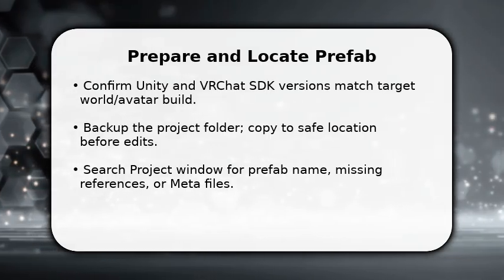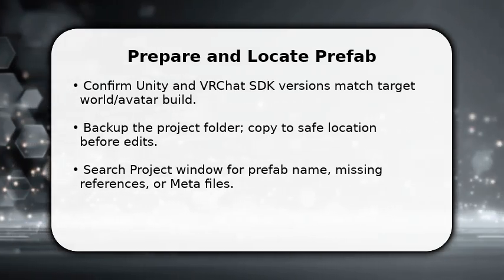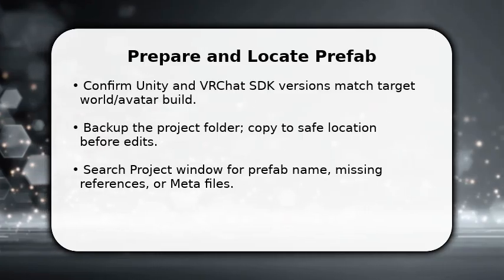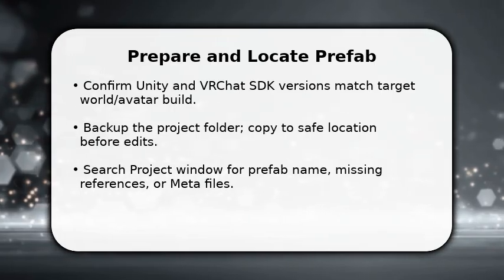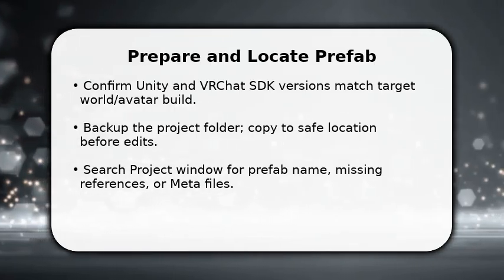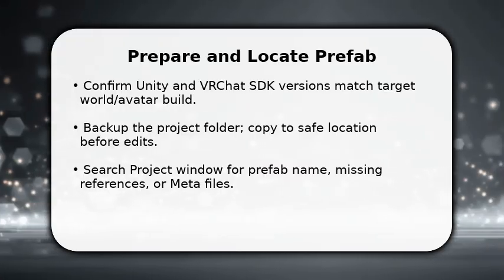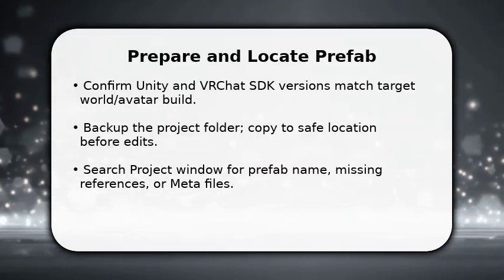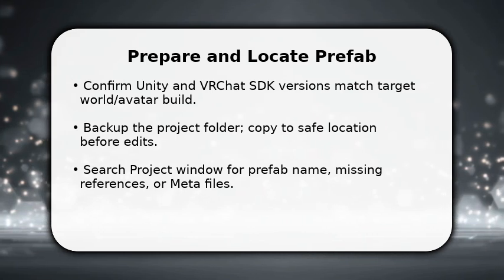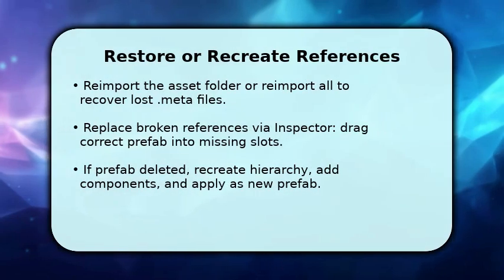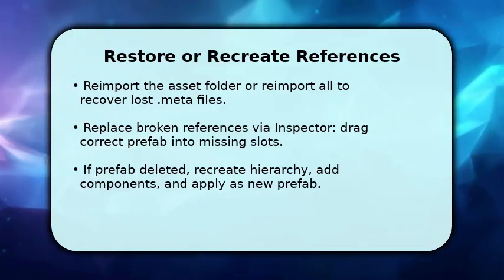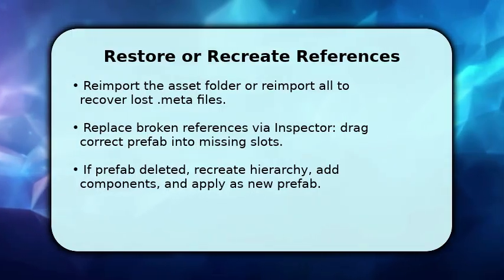Next, use the project window search to locate the prefab asset or any duplicate names. Missing prefab often means the asset or meta went missing. Make sure to toggle Hidden and Packages views and check for console warnings that hint at where Unity expects that asset to be. If the prefab exists but references are broken, re-import the specific folder or do a targeted re-import all to restore meta associations.